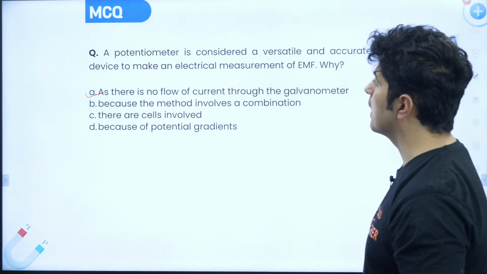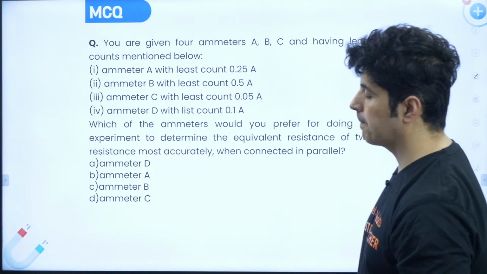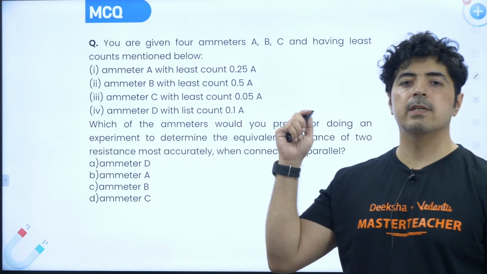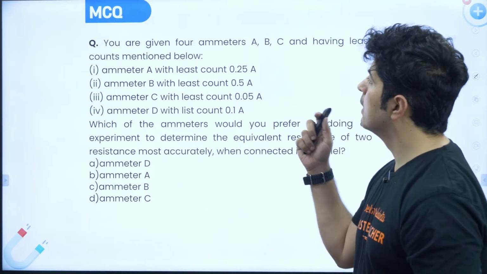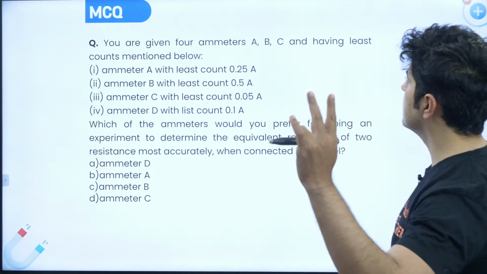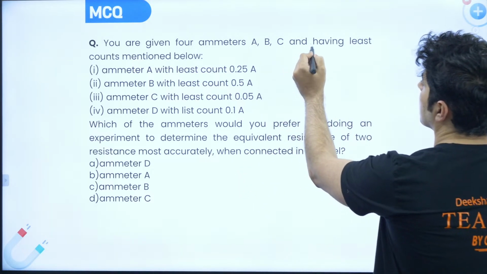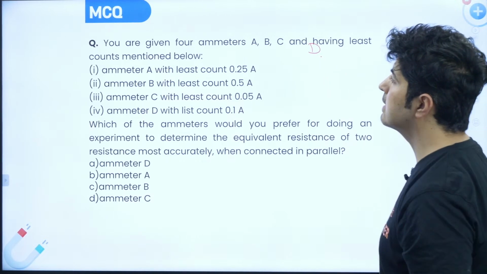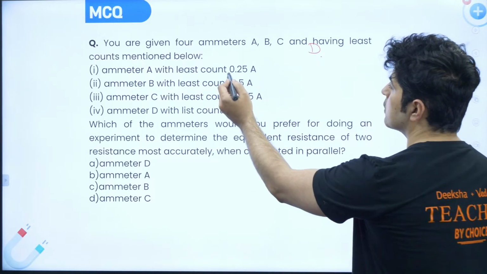Let's do the next question. Okay, this question is based on the ammeter. Let's look at the question. What does it say? You are given 4 ammeters, A, B, C and D, each with its least count mentioned. So ammeter A has a least count of this much.